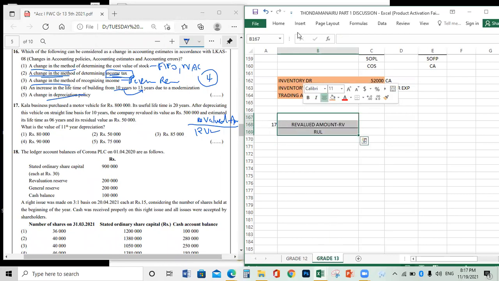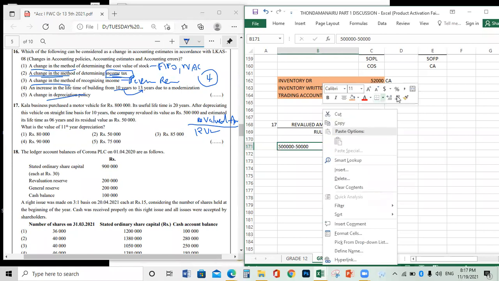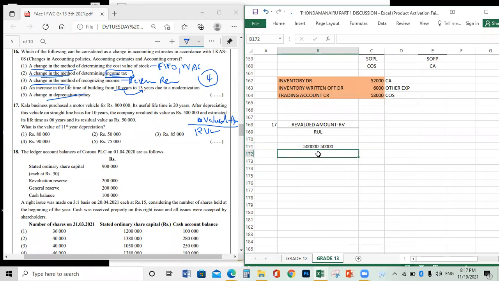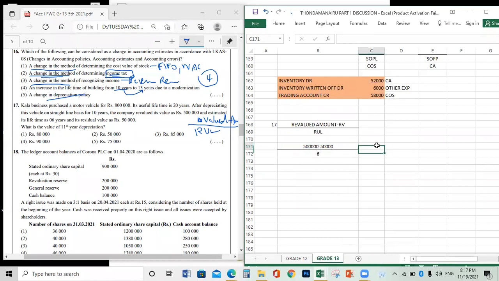So it's not a difficult question. We'll see. Okay. So now see, what's the revalued amount? Revalued amount is 500,000. The residual value is 50,000. And then the remaining useful life is 6 years. Actually, this is not a difficult question. So how much is the answer? 450, 75,000. Okay, this is a very easy question.